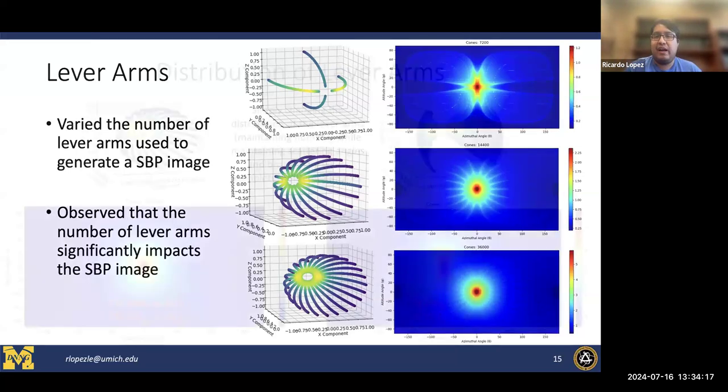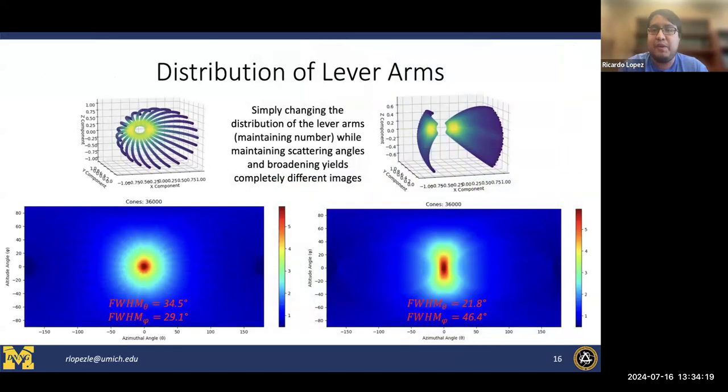However, I will note that even though you may have the same number of lever arms between two, say, for example, imaging systems, the way that they're distributed would also have a significant impact. So in this case, I did two different simulations, one where the lever arms are fairly uniformly distributed, and then another where you have these very clear two different lobes, if you will, one off to the left, one off to the right for the lever arm distributions.